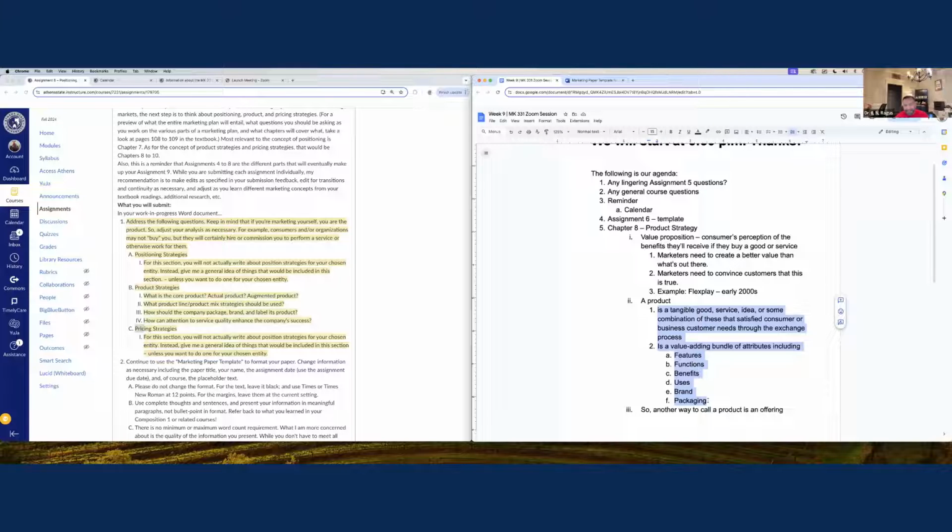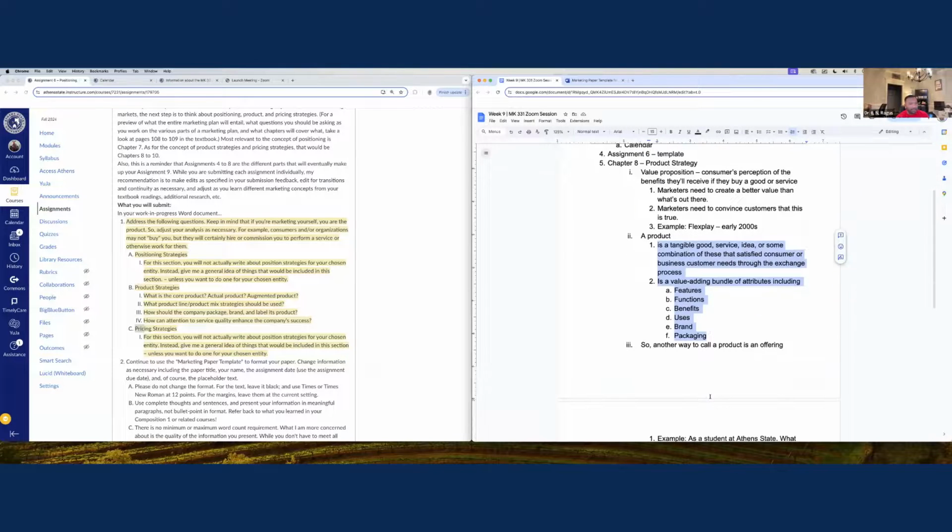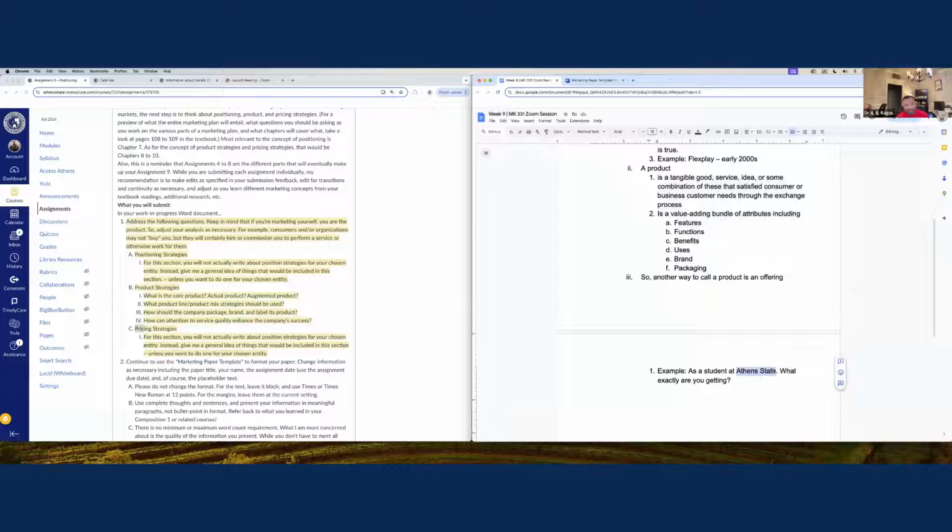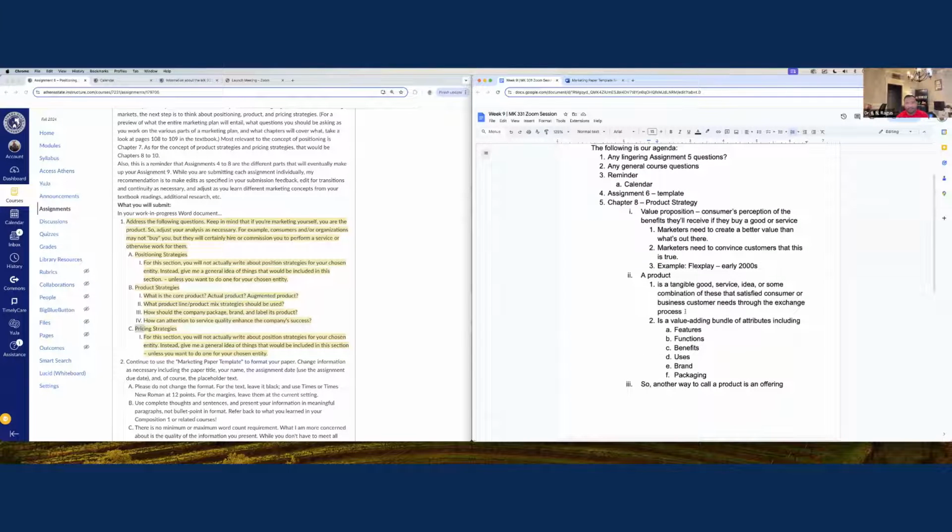So again, think about that when it comes to the marketing plan you're working on, and then I'll go through the same list again. The organization you work for or want to work for, it's not just that product that they're selling. There's a whole aspect to it. And later on today, we'll even use Athens State as an example of the product. So first, let's unpack this definition here.